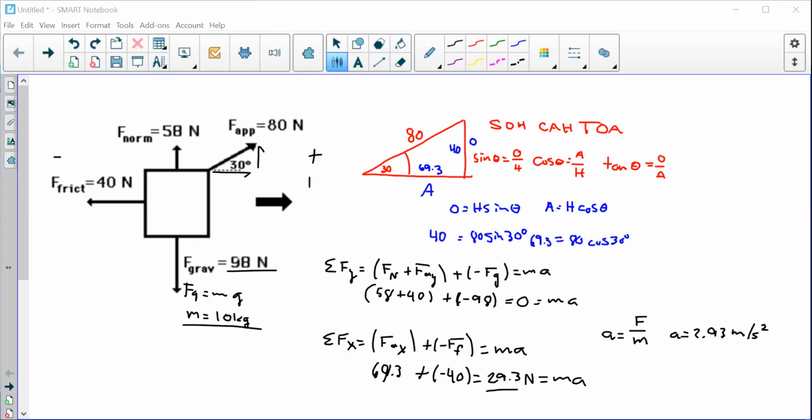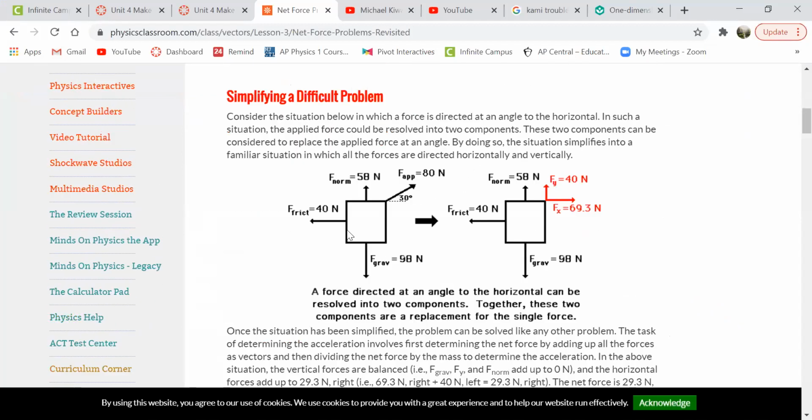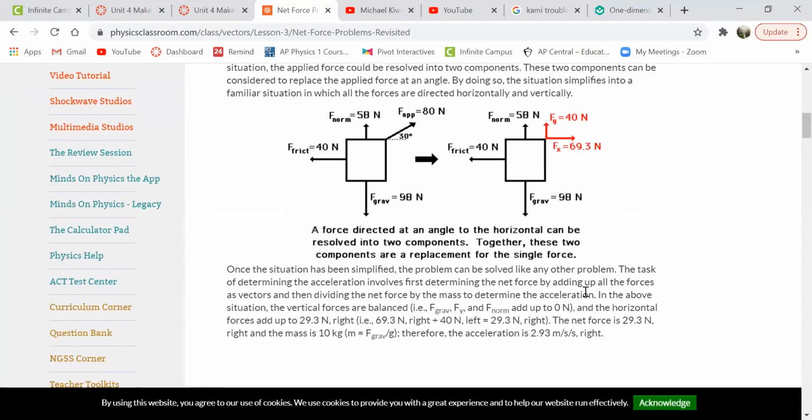The good thing I told you about these problems on this website is that they give you the answer. So the first thing we're going to check is, did we split our forces correctly? 40 up and 69.3 to the right. That's correct. So we go through and look at their answer. They give a kind of long-winded explanation, but we find that the horizontal forces add up to 29.3 newtons. So 69.3 to the right and 40 to the left, giving us a total left over of 29.3. And given that the mass is 10 kilograms, we find our acceleration to be 2.93. We did it perfectly. You guys did it awesome.